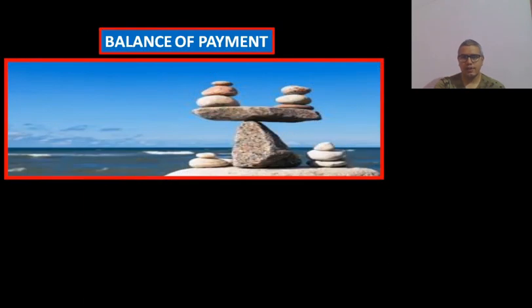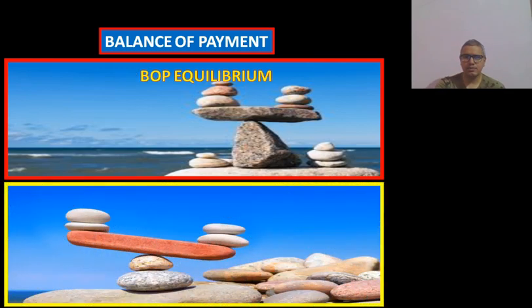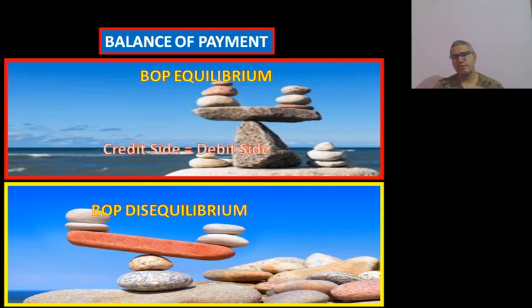We finished our last lesson with the topic that there might be a balance of payment equilibrium or there might be a balance of payment disequilibrium. And when will there be balance of payment equilibrium? There will be balance of payment equilibrium when the credit side of the balance of payment is equal to the debit side. And there will be balance of payment disequilibrium whenever the credit side is not equal to the debit side.